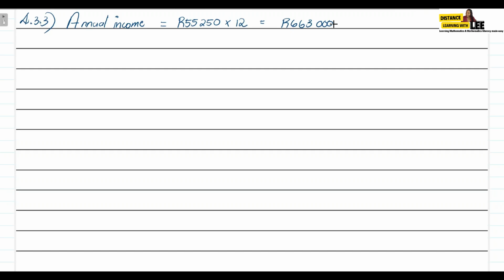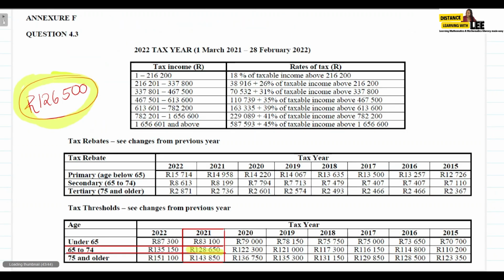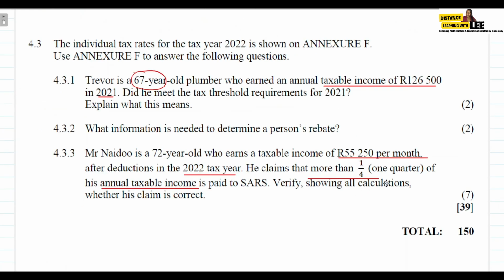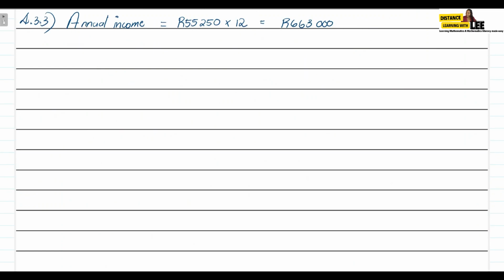Okay, and then he claims that a quarter of this amount, or more than a quarter of this amount, is paid to SARS. So he claims that more than a quarter of this 663,000 is paid to SARS. So we want to determine how much that amount is.